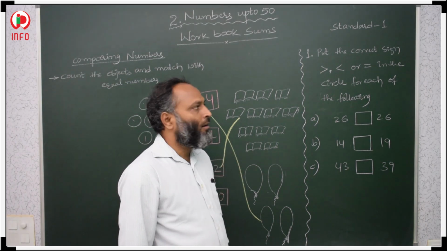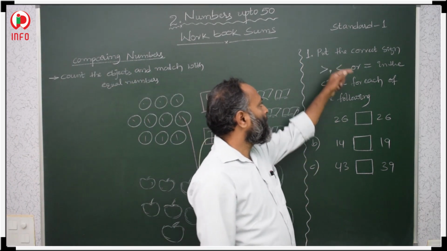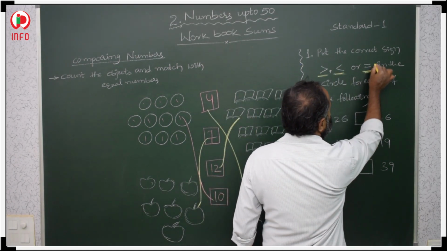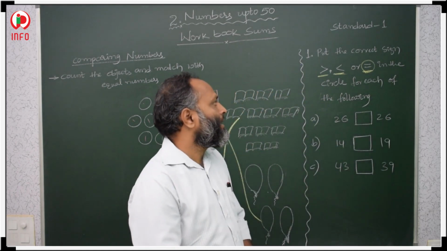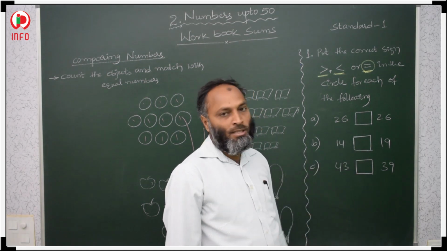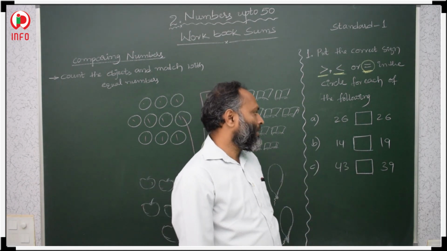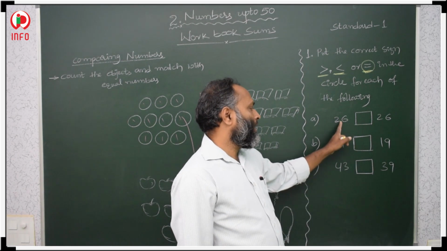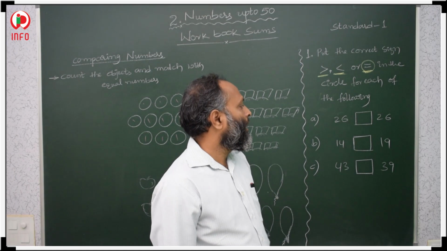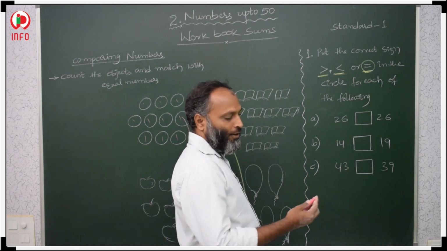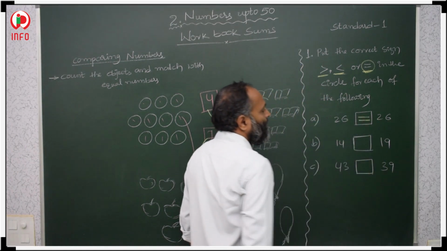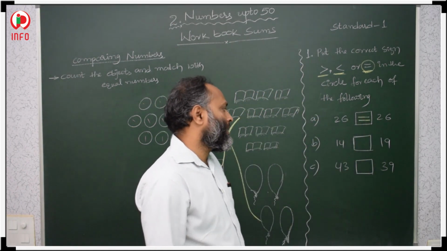Now here put greater than, less than, equal to signs. This we have to keep in the given boxes or circles, whatever. Okay. Now 26 and 26, both are equal numbers, so we put the equal to sign in between. 26 equal to 26.